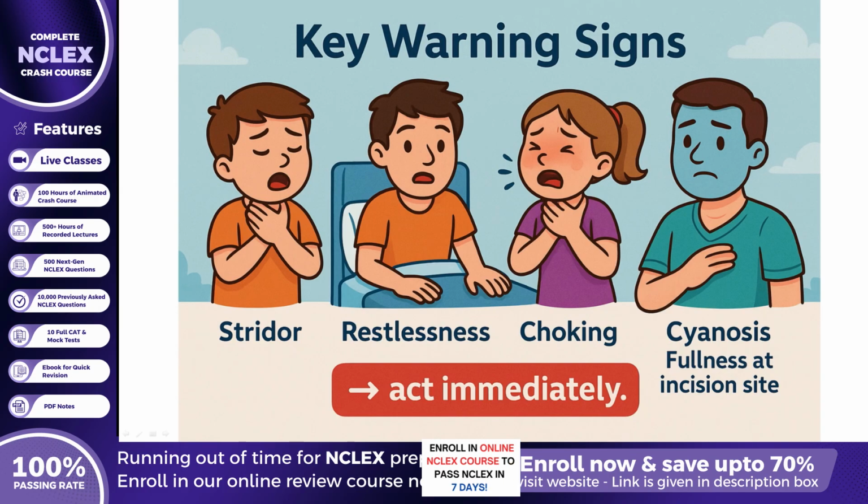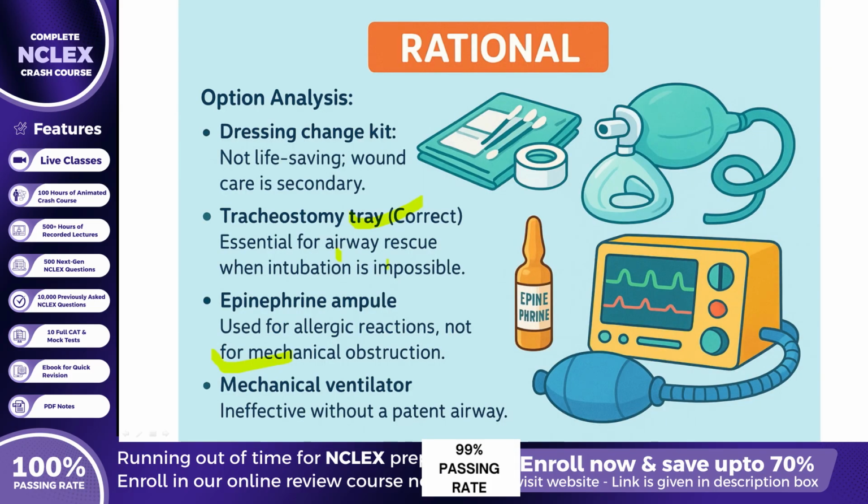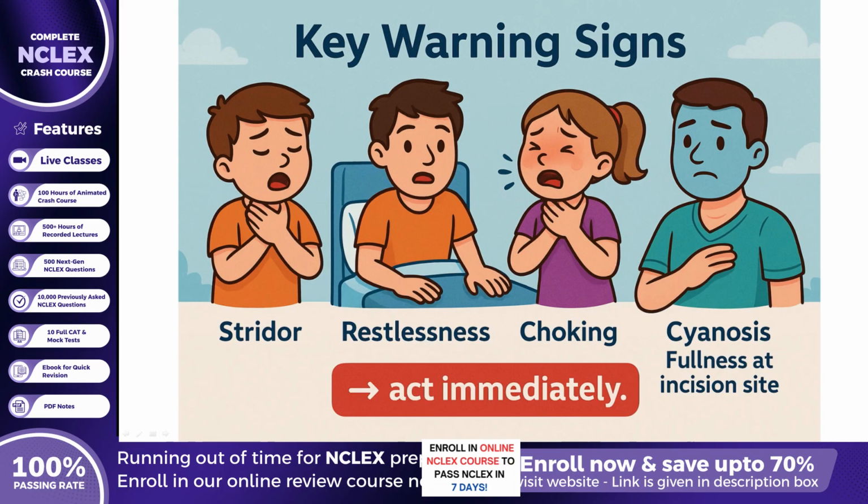Finally, let us examine option 4, the mechanical ventilator, which is also incorrect. A ventilator is only effective if there is an open airway to deliver oxygen. If the airway is completely blocked, no ventilator can push air through. Establishing a tracheostomy airway must come first before a ventilator can even be useful.